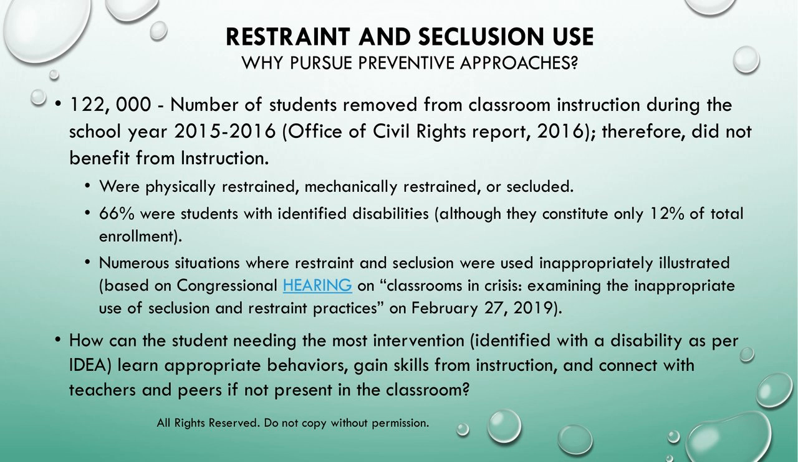And 66% of those students were students with identified disabilities. They came under one of the categories of disability. But in the total population, students with disabilities only constitute 13% of the enrollment. So that's a very high number. So we are not helping our students as much, those with special needs. And this was reported as recently as February at a congressional hearing.